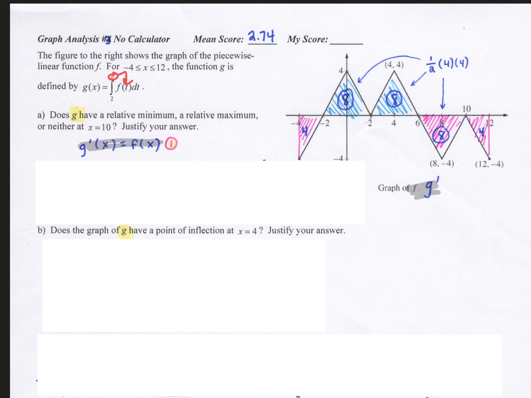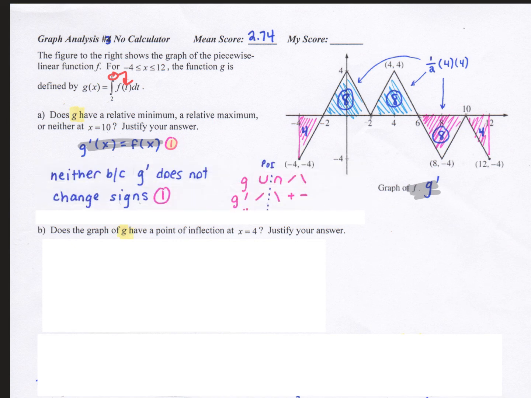And if this is the graph of g prime, I can see here at x equals 10, I do not undergo a sign change in g prime. That tells me that we have neither a max or a min because g prime does not change signs. Once you've said that g prime and f are one and the same, you can use them interchangeably. So even though I mentioned g prime in my explanation, it would be okay if you called it f.